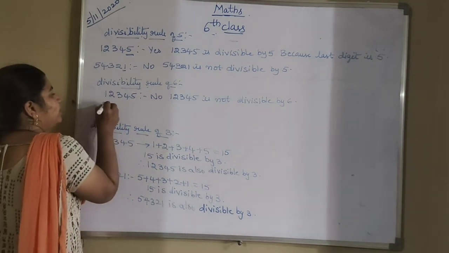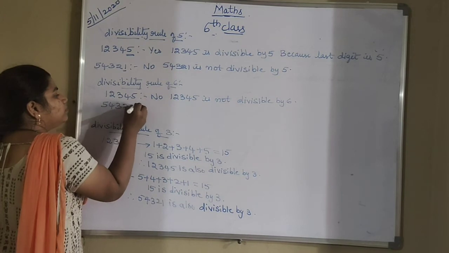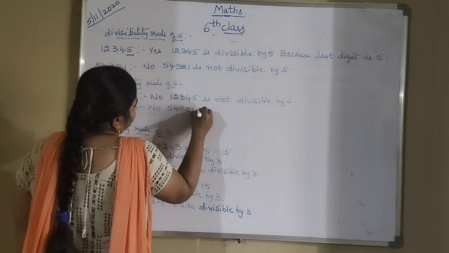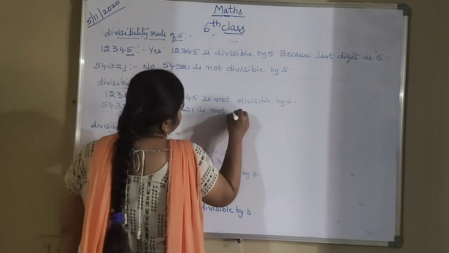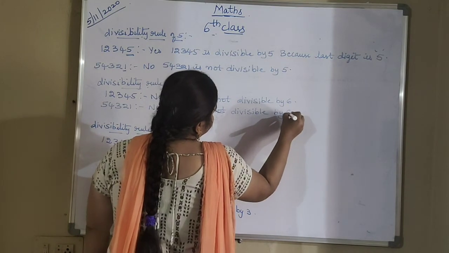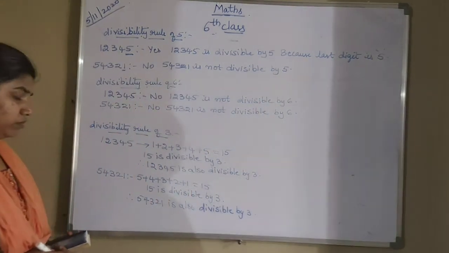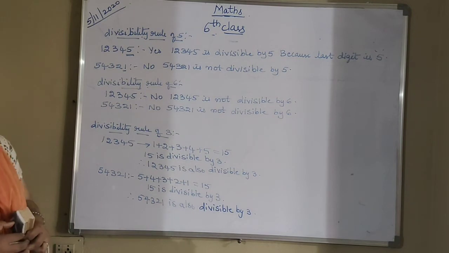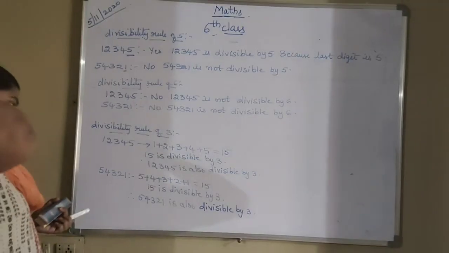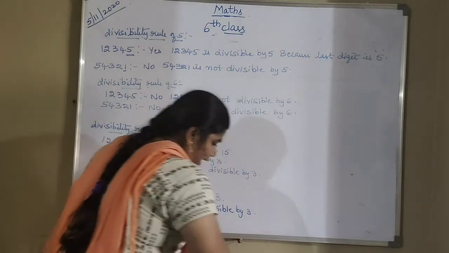In the same way, 5, 4, 3, 2, 1. No, 5, 4, 3, 2, 1 is not divisible by 6. In this case also 2 is not satisfied, 3 is satisfied. So we can say that 6 is not satisfied. Okay, so next we will check for 9.